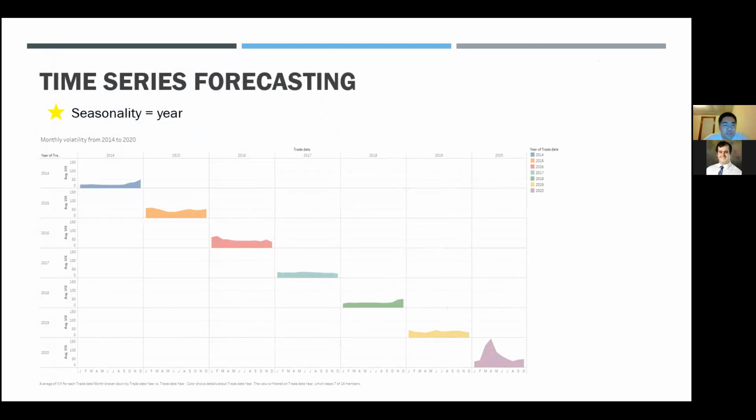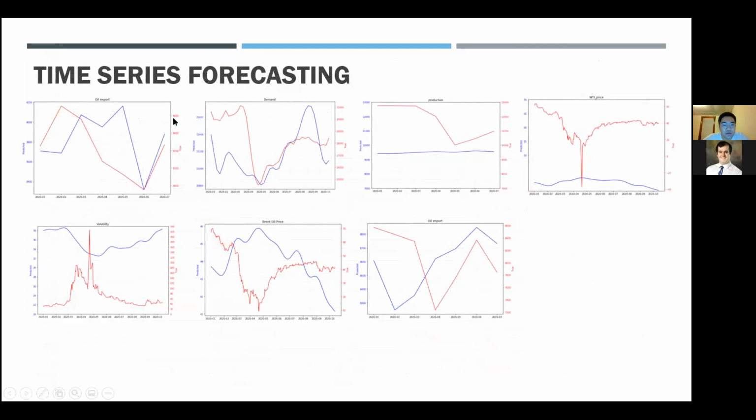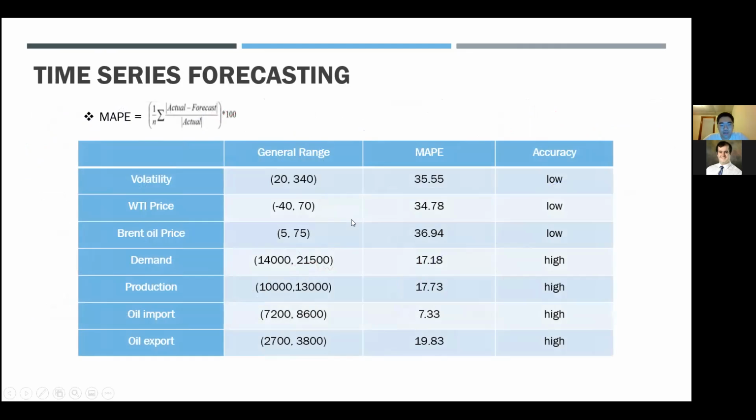And after time series forecasting, we also made some plots. You can see the red line here represents the true tendency, and the blue line here represents the predicted tendency. And we can see that WTI price and Brent oil price and volatility have the biggest difference with predicted tendency. And the statistics proved my idea.